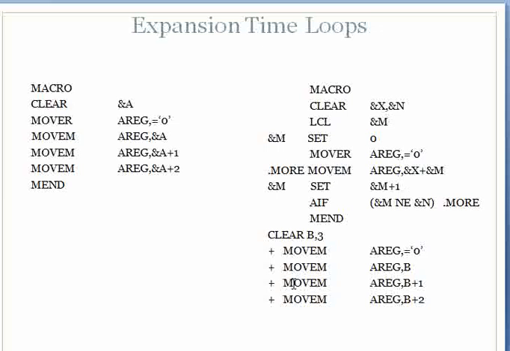Again it will move the A register value into B plus 1. B, how? Because X is the formal parameter, the actual value is B, and M happens to be incremented by 1. The current value is 1, so that is why it is B plus 1. So this will continue, and lines will be included as long as this condition is true.